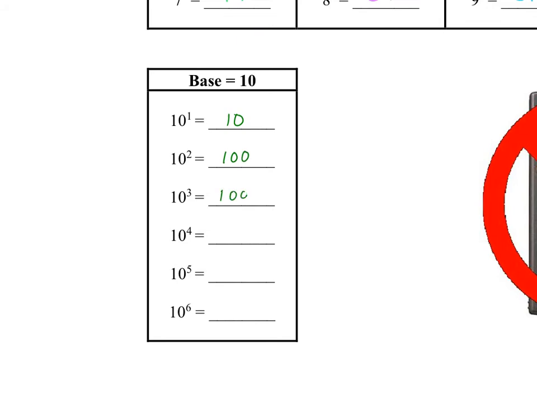So that makes this 1,000. This is 10,000. 100,000. 1 million. So if you had like 10 to the exponent 9, it would just be a 1 with 9 zeros.